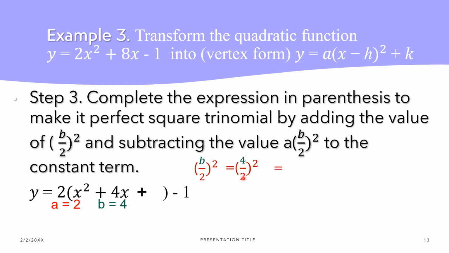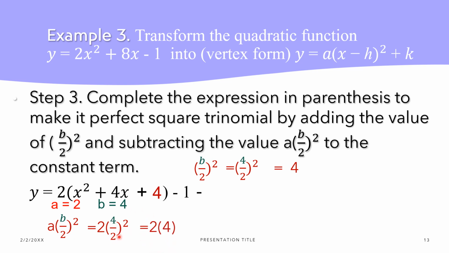So, 4 divided by 2, 2 squared, is equal to 4. That is what we will add. Now, it says here, subtract the value of the square of b over 2 times a from our constant term. So, we will subtract. We use this. By substitution, we replace a with 2 and b with 4.